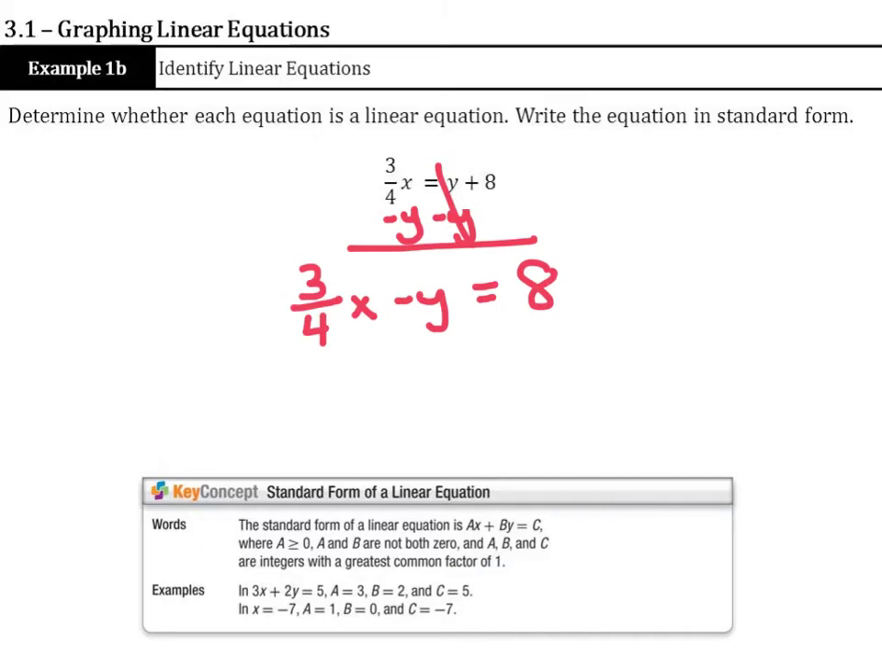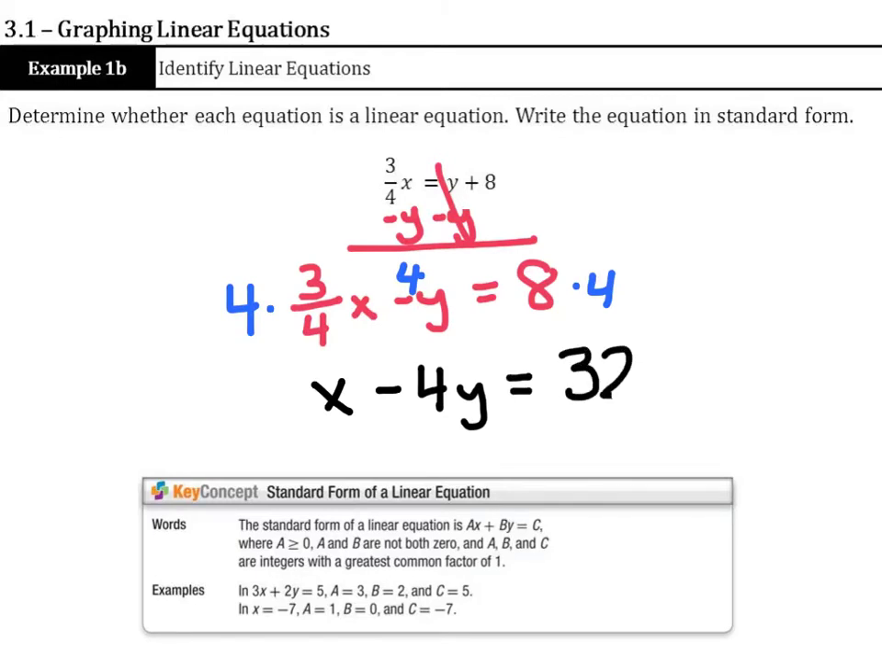Now, this is not in standard form yet, even though we have the x, the y, and our c. The problem is this 3/4. We need to get rid of the 3/4. The way we're going to do that is to look at the denominator, 4, and multiply each term by the 4, because 4 times 3/4 is just 1. So that becomes x minus 4y equals 32. And that is the standard form of the equation, and it is linear.